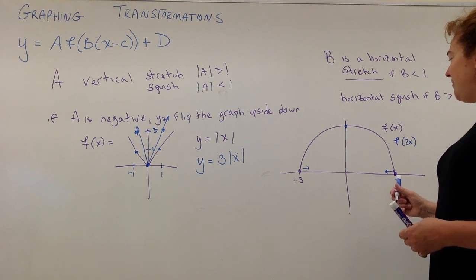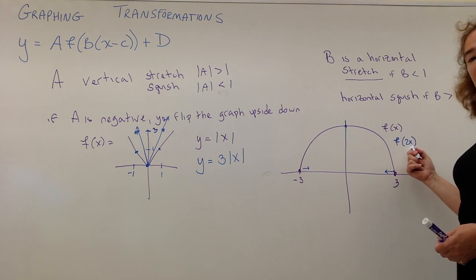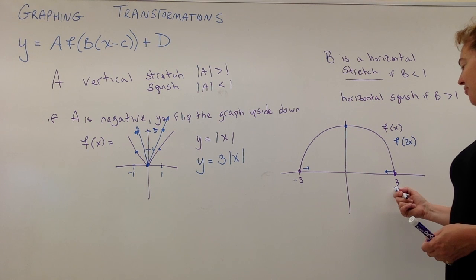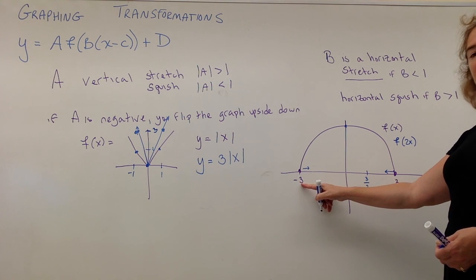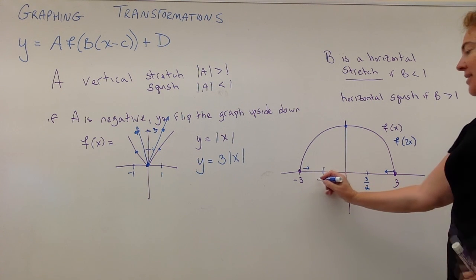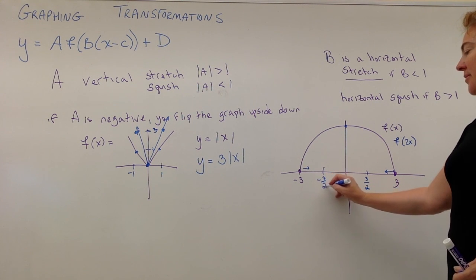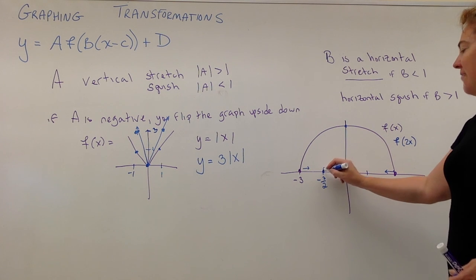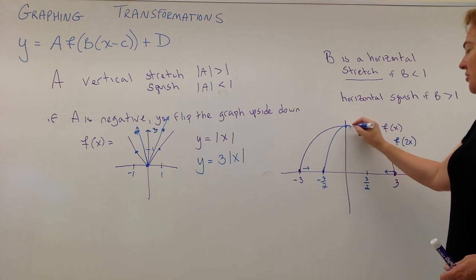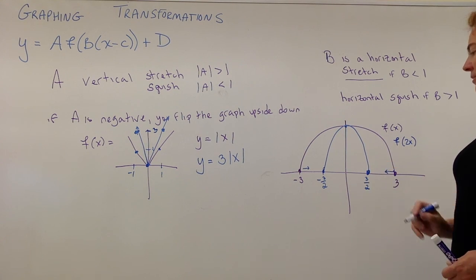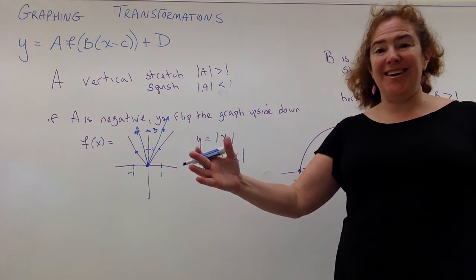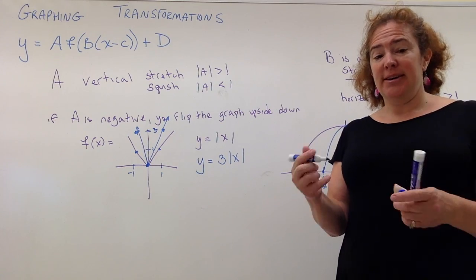And how do I get them? I do the opposite. So this is multiplication, I divide 3 by 2. So now it's 3 halves. If I divide negative 3 by 2, I get negative 3 halves. So now I have a squished semicircle. I've turned it into an ellipse. And it just moves everything in, okay?